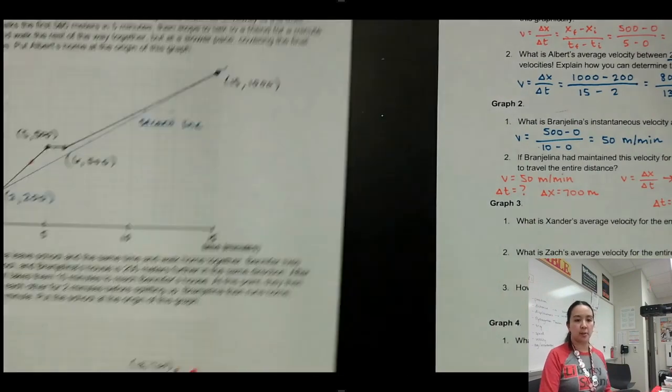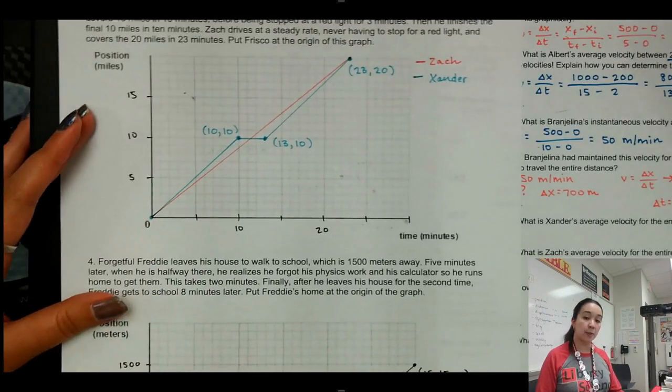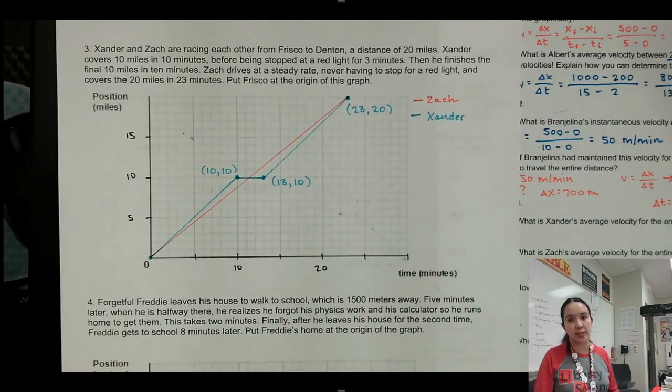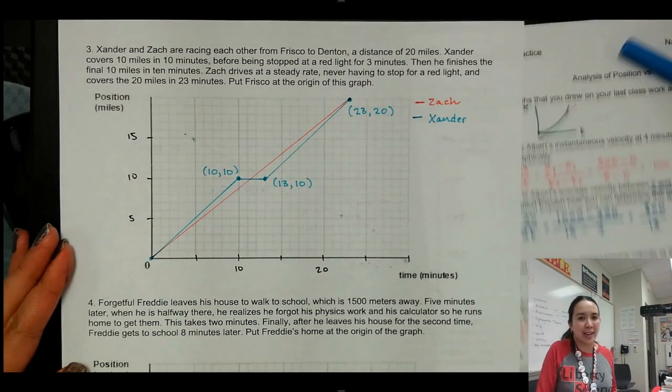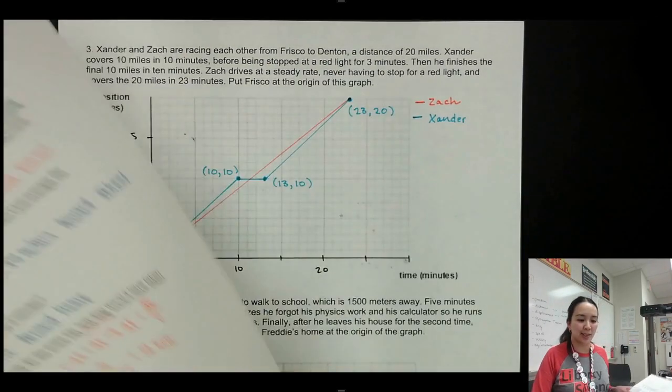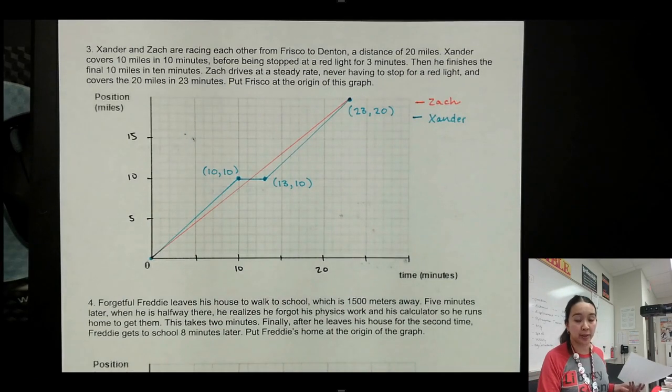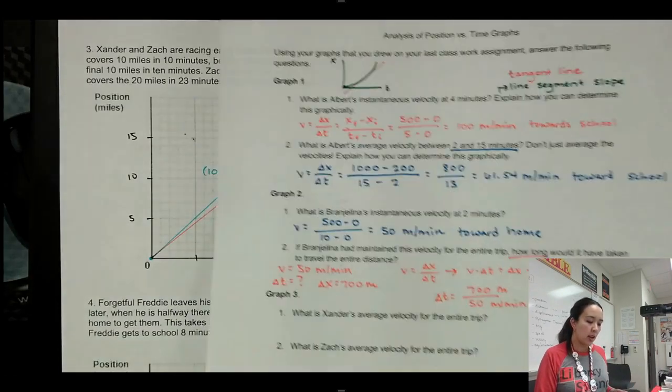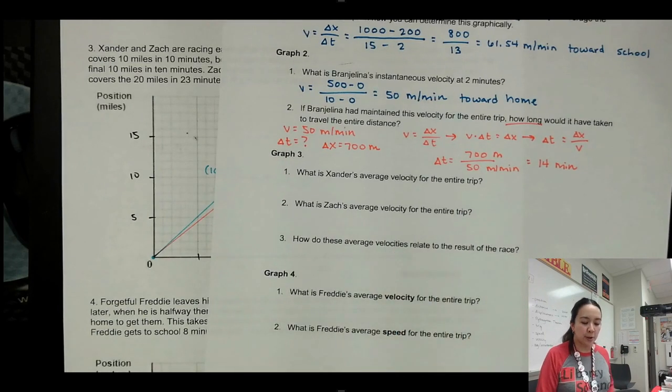Moving on to graph number 3. So you graphed both Zach and Xander's data on the same graph. I actually don't have a whole lot to say about graph number 3 because we can kind of work this backwards with our questions. How do these average velocities relate to the result of the race? So let's talk about the result of the race.